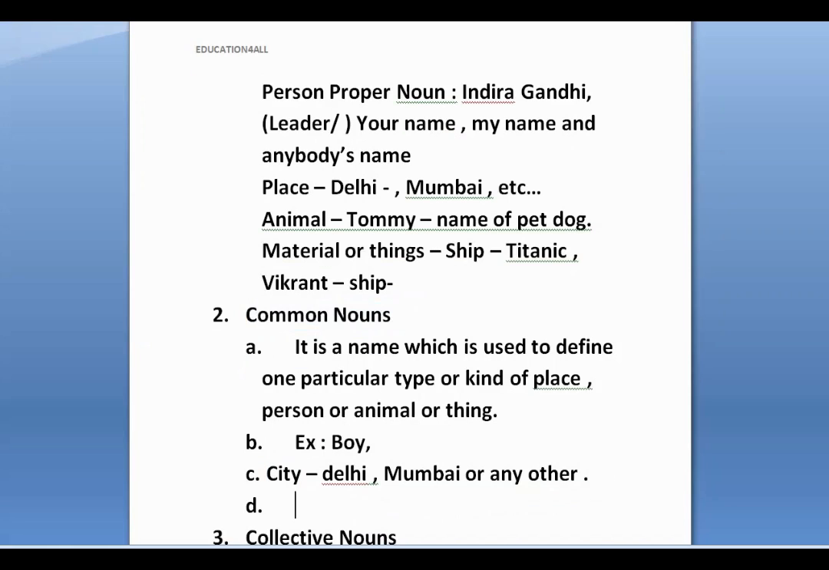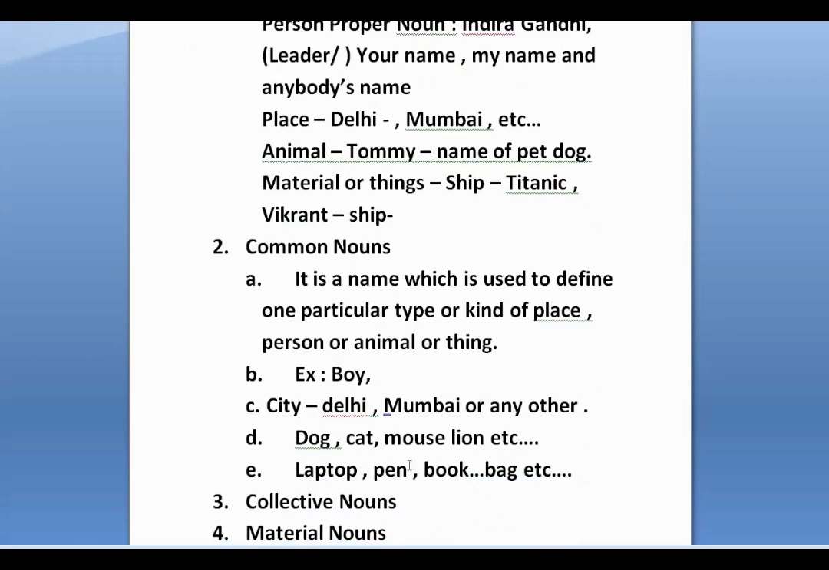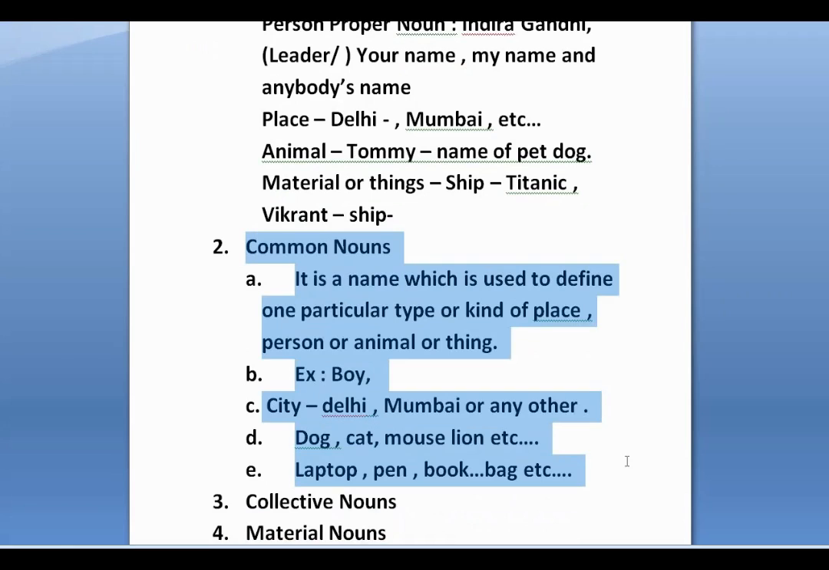In the same way, for animals we can say dog, cat, mouse, and lion, etc. You can think of more examples and they come into the common noun category. Similarly, if I take an example of a thing, then I can say pen, book, bag, etc. They all come under the common noun category. So basically, if we are defining a name for one particular type or kind of a place, person, animal, or a thing, that is known as common noun.